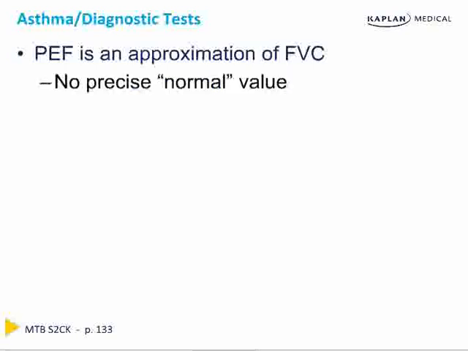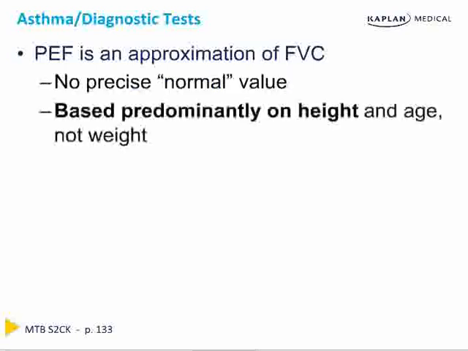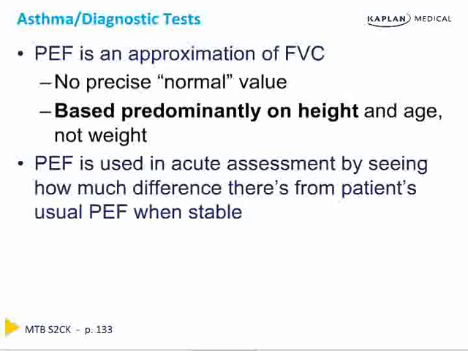There really isn't any precise normal value for the peak expiratory flow. You have to remember that it's based predominantly on height and age and not the patient's weight. It's used in an acute assessment by basically seeing how different this number is compared to the patient's known baseline when the patient is stable and not having an asthma flare.